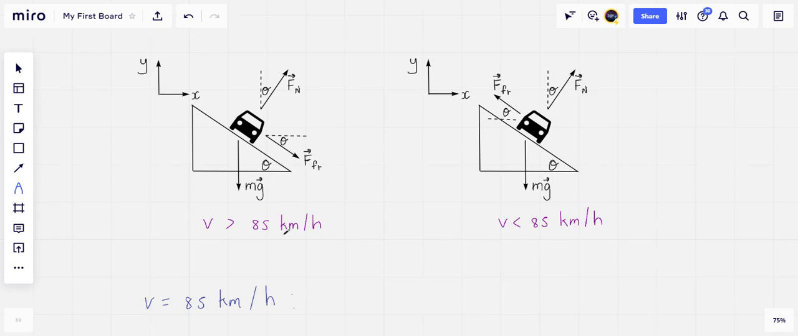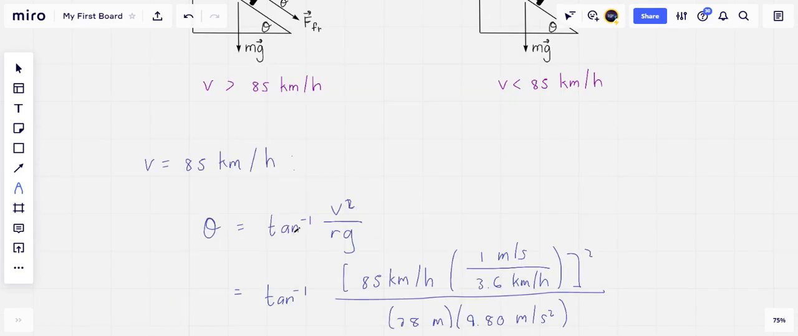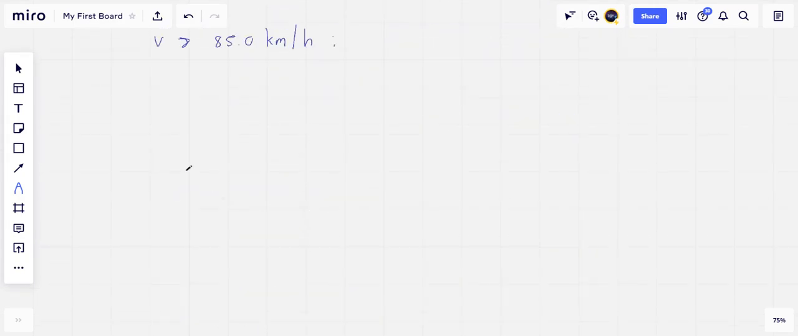We also assume that the car is on the verge of skidding, so that the static frictional force has its maximum value, F_fr is equal to mu s times Fn. And so the sum of the forces in the y direction is equal to Fn cosine theta minus mg minus the vertical component of the friction, F_fr, times sine of theta. And this is equal to 0 for the car on the verge of slipping.